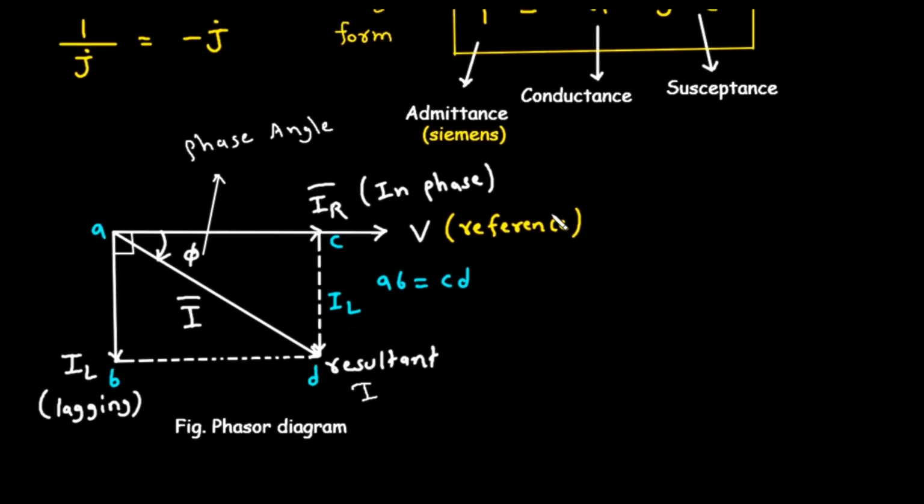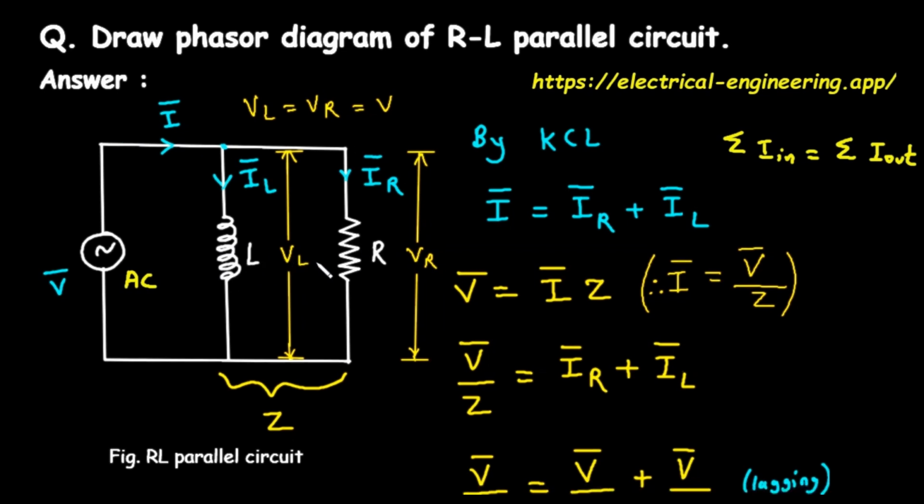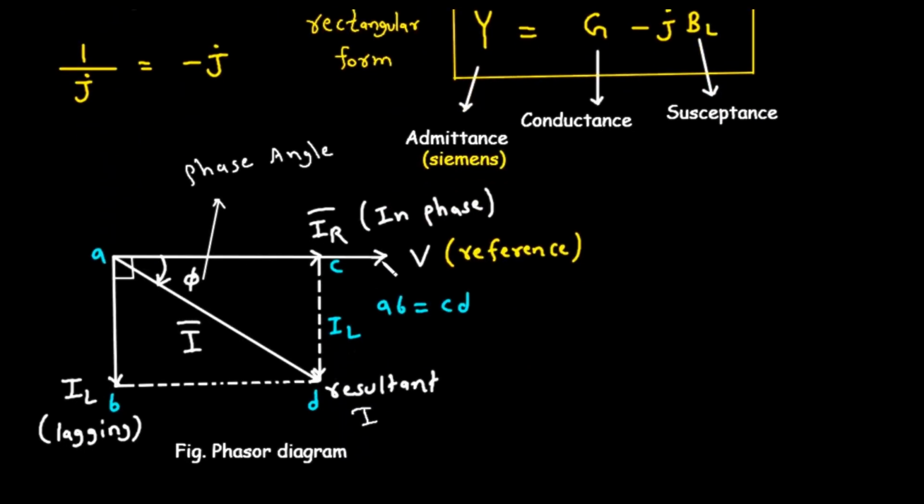Now for the main event, the phasor diagram, labeled Fig. Phasor diagram. This is a visual representation of everything we've just discussed. It shows the relationship between the voltage and the different currents in the circuit. The reference phasor. In a parallel circuit, the voltage is the same across all components. Because it's the common quantity, we use it as our reference. In the diagram, you see a horizontal arrow pointing to the right, labeled V, reference. This is our starting point. We will measure all other phase angles relative to this horizontal line.